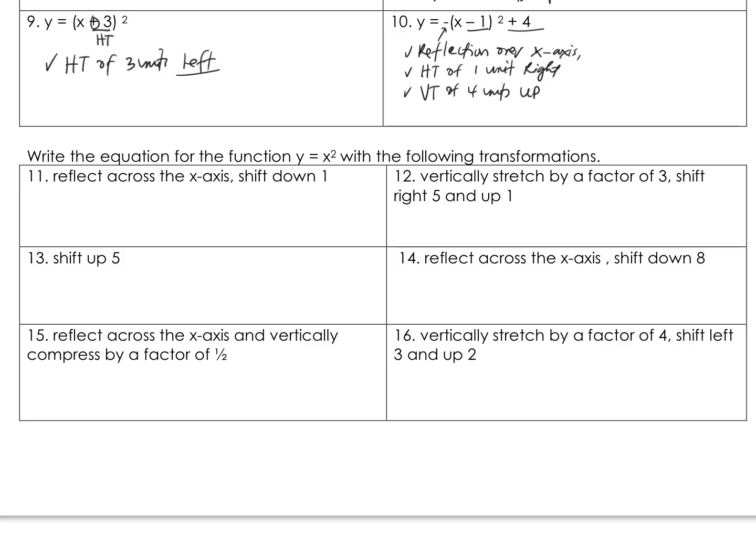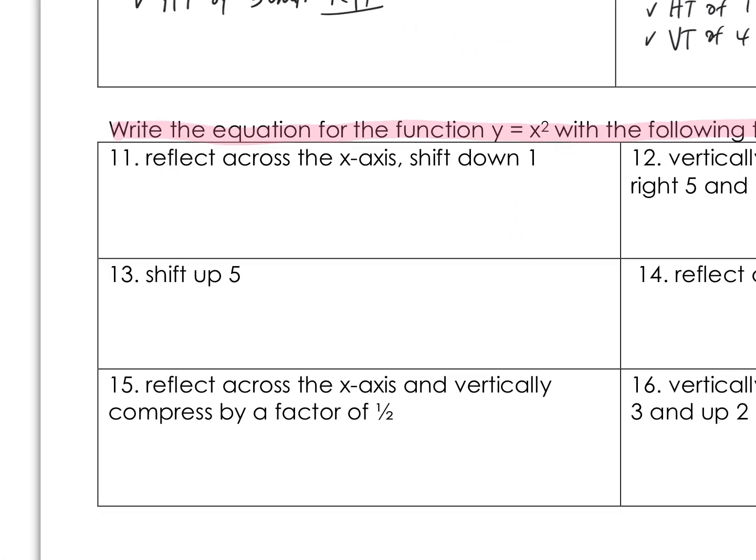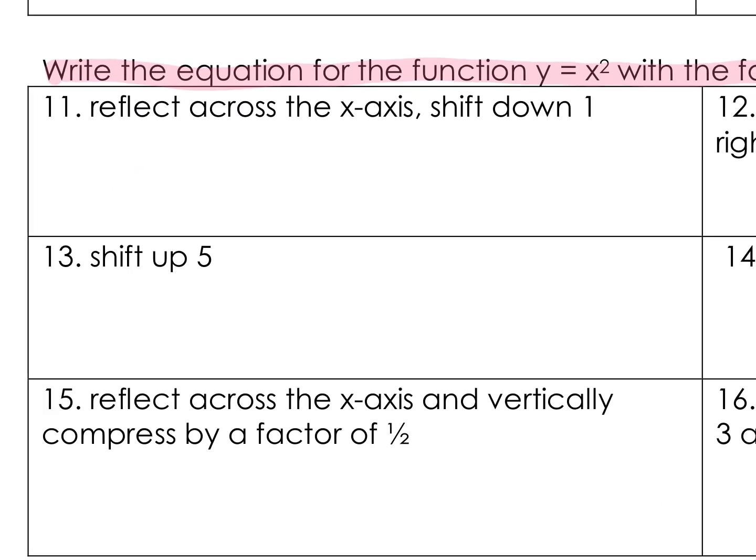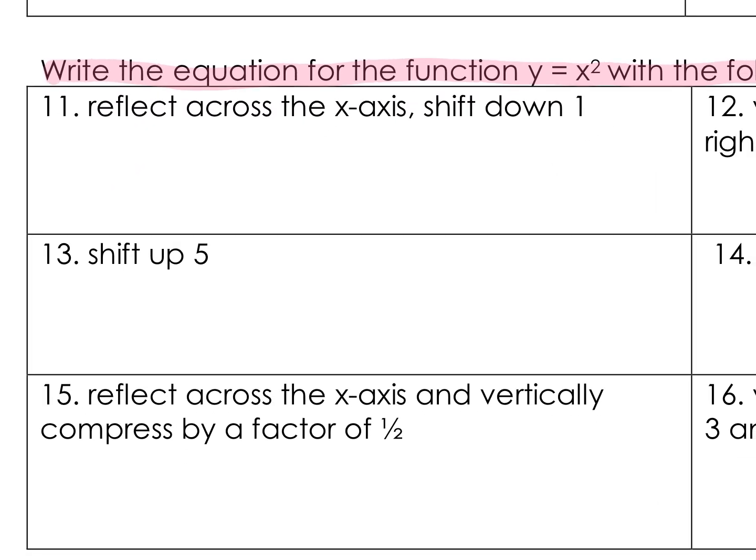Okay, the instruction here is to write the equation for the function y equals x squared with the following transformation. Let's look at number 11 in here. It says reflect across the x-axis. This one alone will tell me that it's going to be a -1. Shift down is going to be -1 also.